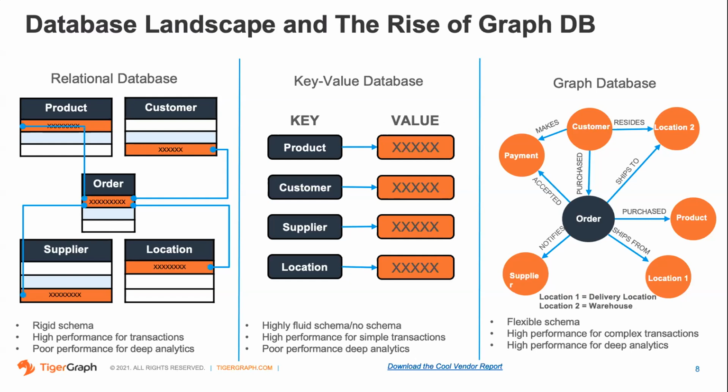The problem is that when you start doing analysis for cybersecurity, you need to be able to go deep. You need to be able to go 3, 4, 5, 10 layers deep to understand exactly where a threat may be coming from. With the iteration of graph databases, version 3 of databases, you're now finding that it has a flexible schema, high performance on complex and simple transactions, as well as high performance for deep analytics.